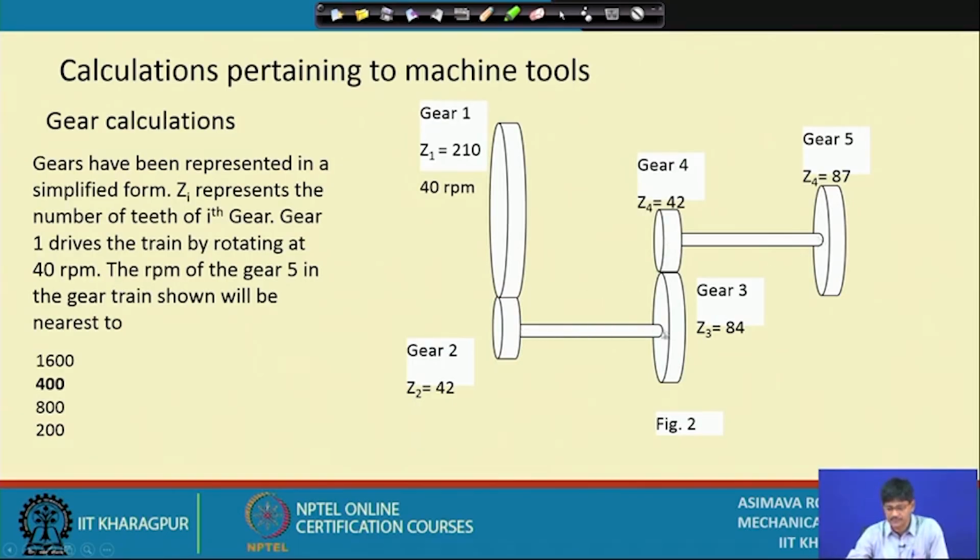If two gears are on the same shaft and they are integral, in that case they will share the same rotations per minute. Their RPM will be the same or their angular velocities will be the same. What about two gears which are connected like this in mesh? They will have the same tangential velocity. With respect to this tangential velocity, let us finish a quick calculation.